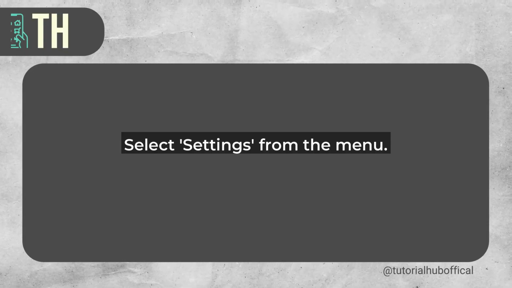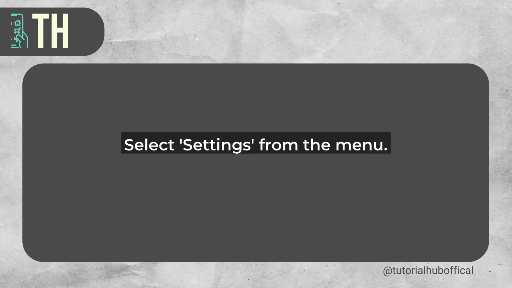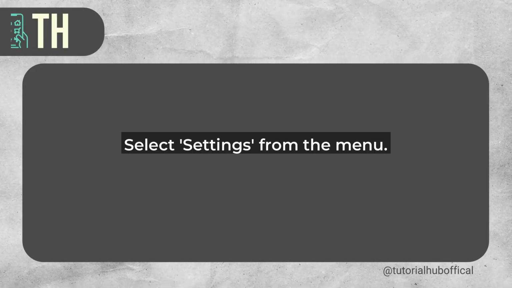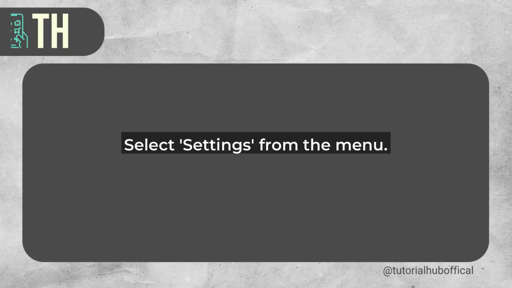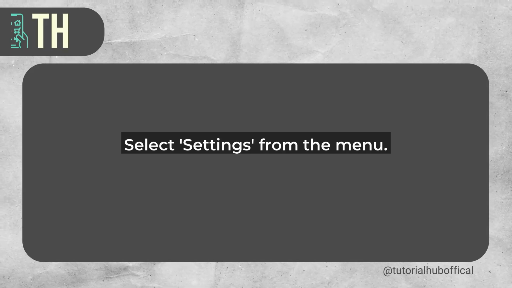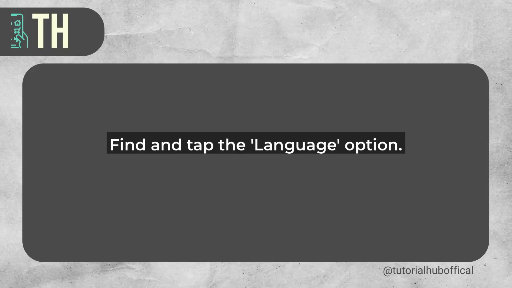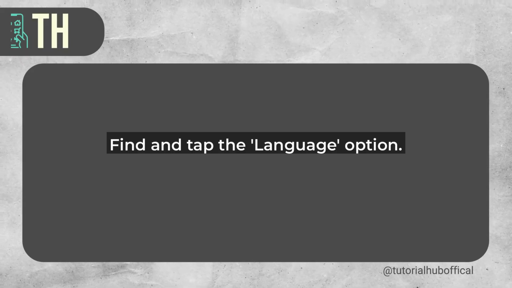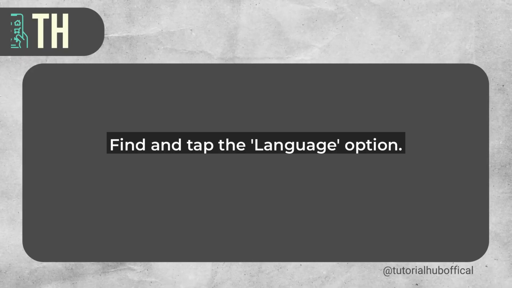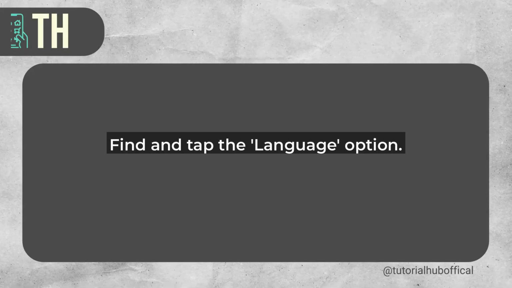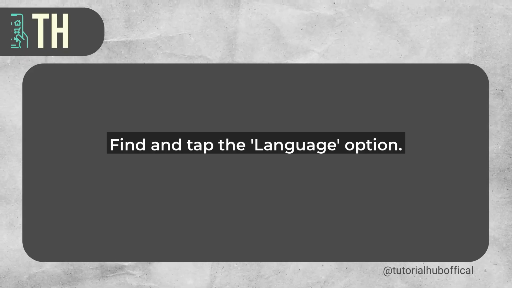Step 3. In the Settings menu, look for the Language or App Language option. It might be under a General or Preferences tab. Step 4. Once you tap on Language, you'll see a list of available languages. Browse through and select your preferred one. Polybuzz supports dozens, including English, Spanish, French, and more.